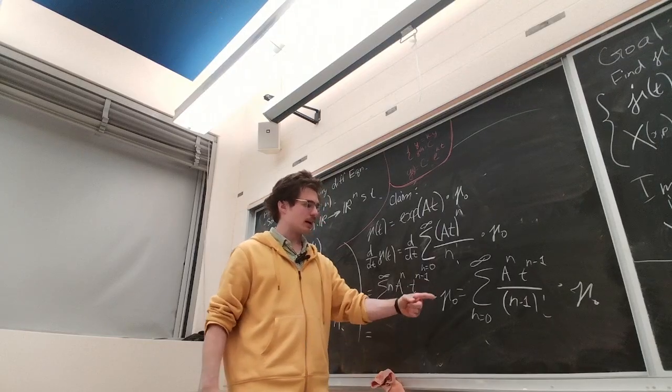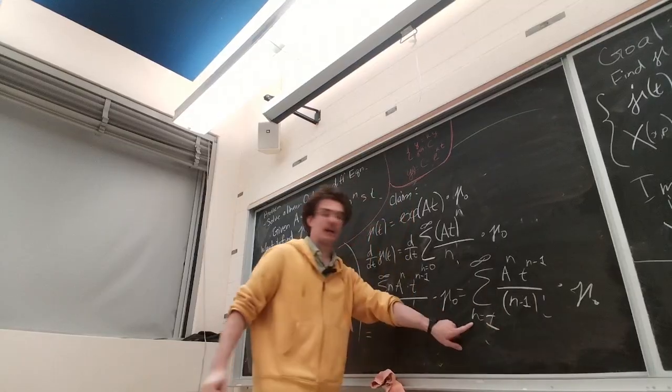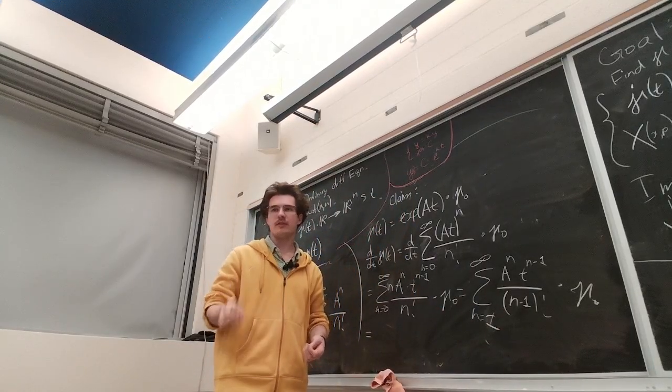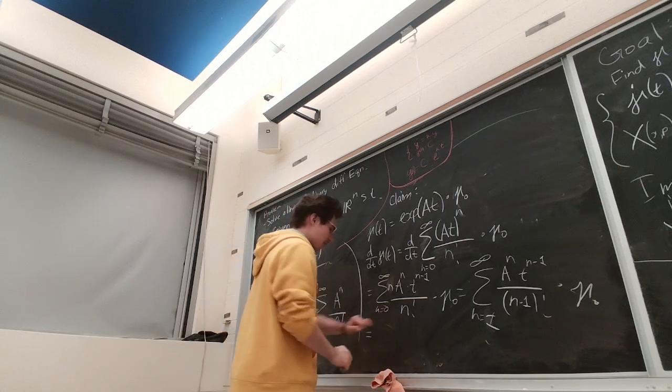And actually, I can start the summation from n equals 1. Why? Because the n equals 0 term was just the identity matrix, and so the derivative of that with time is just 0 because it doesn't depend on time. Do you agree?